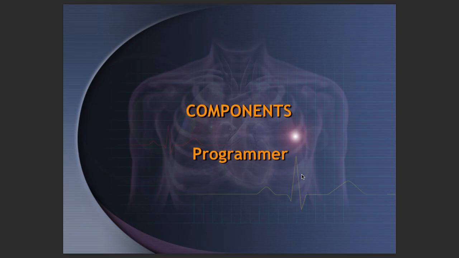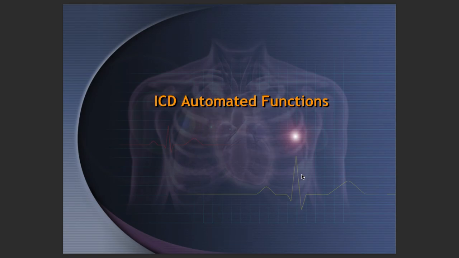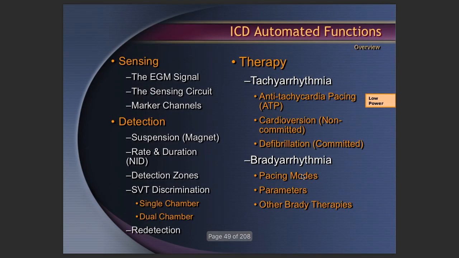One of the other important things to see: implantation of a device is not the most technical thing, however, the main thing is always programming. Because once the device is put in, the patient is going to be dependent upon the programming for life. So, one of the common things which is important is, what are the different automated functions? Automated functions are sensing, detection, and therapy.